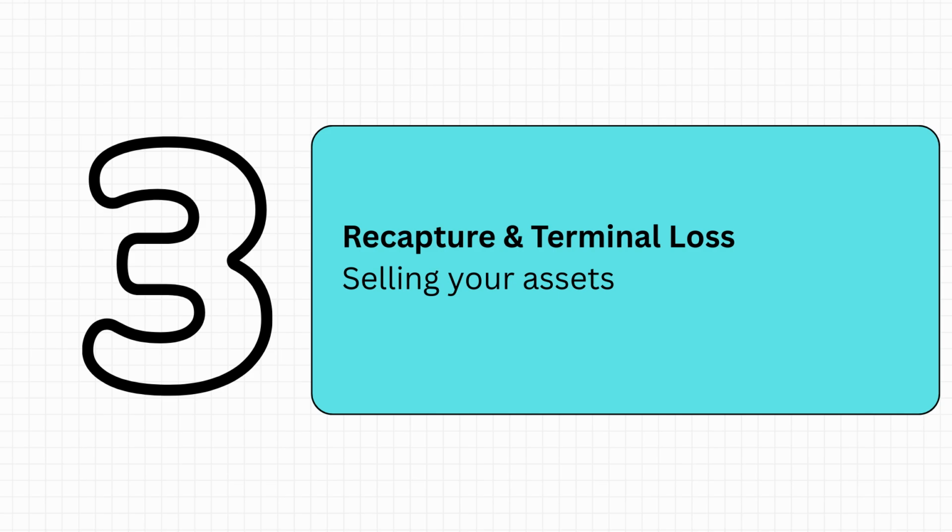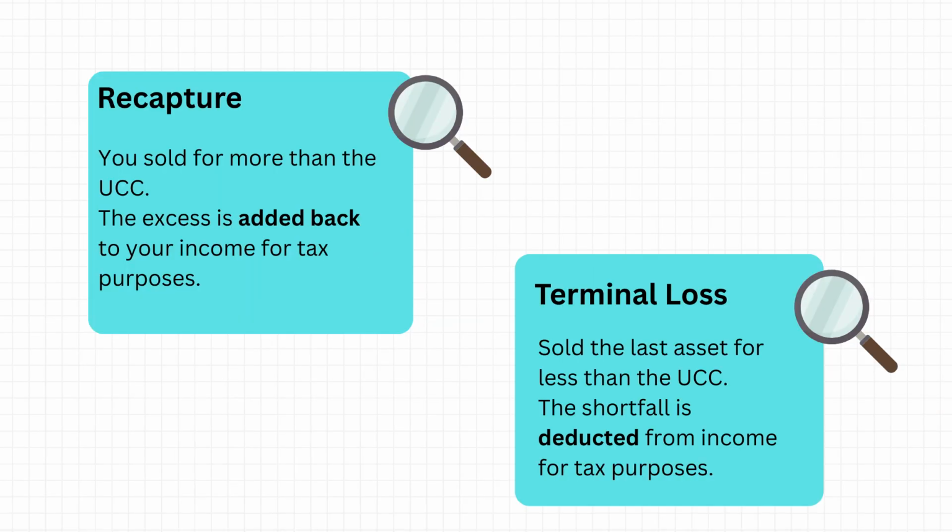Excellent. So now we know how to classify your assets and how to calculate the deduction. But what happens on the other end? What happens when you sell that truck? Or maybe an office building? Well, the tax system has a way to, let's call it, settle the score and make sure everything balances out in the end. And it really comes down to two main possibilities.